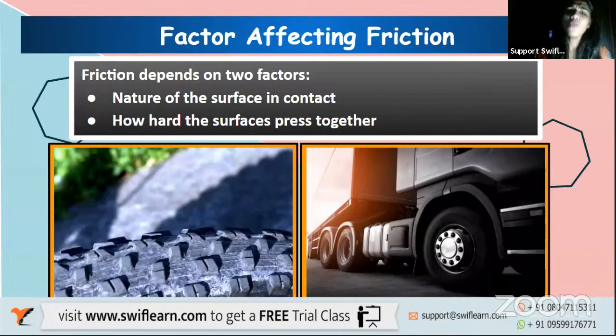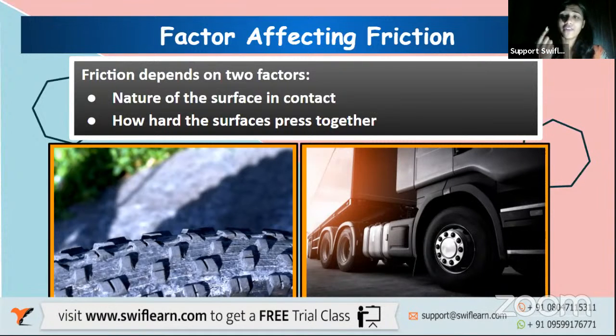Yeah. Now, what are the factors affecting friction? The next question that arises in your mind is, what are the factors that are affecting friction? Well, friction depends basically on two factors. Number one, the nature of the surface in contact. And number two, how hard the surfaces are pressed together.